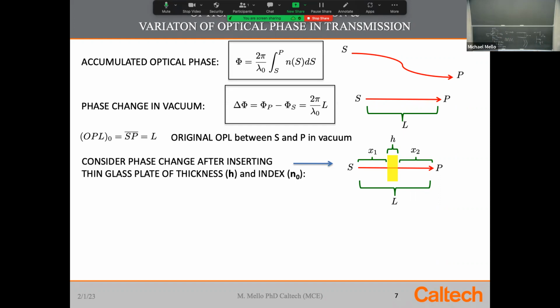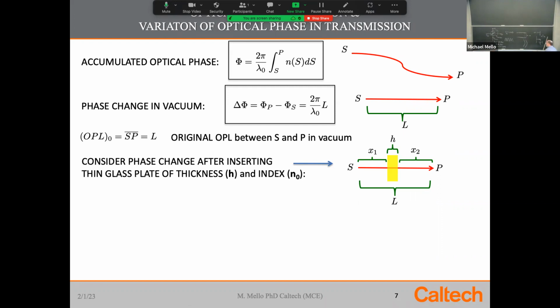So we'd say the phase is 2 pi over lambda naught L. Then you say, what if I just suddenly insert a glass plate in between S and P? I'm just going to insert this yellow rectangle, which represents my glass plate. What's the phase now associated with this path? Well, now I have to carefully add. The index was 1 from here to here, then it was 1.5 or whatever the glass is from here to here, and then it was 1 again from here to here.